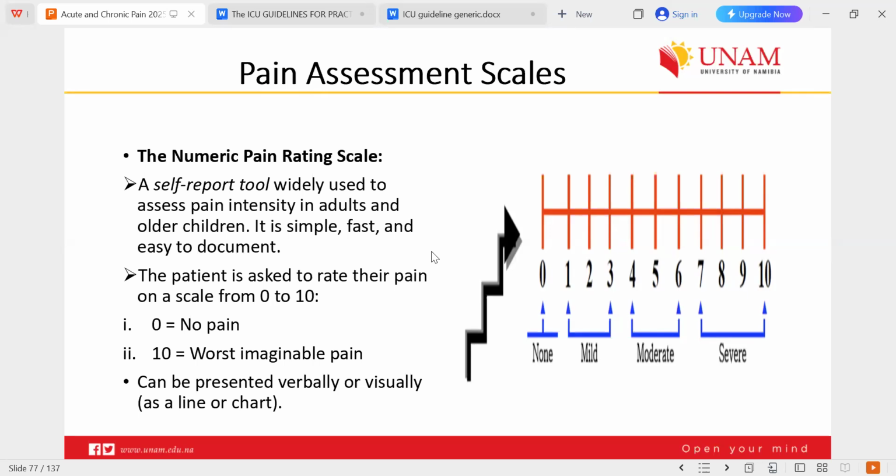So what do you do? You ask the patient to rate his pain on a scale of 0 to 10. You draw this line and you explain to the patient what each number represents. 0, no pain. 1 to 3, mild pain. 4 to 6, moderate. 7 to 10, severe pain. This can be represented verbally, or you can tell the patient to touch which number corresponds to the intensity of his or her pain.